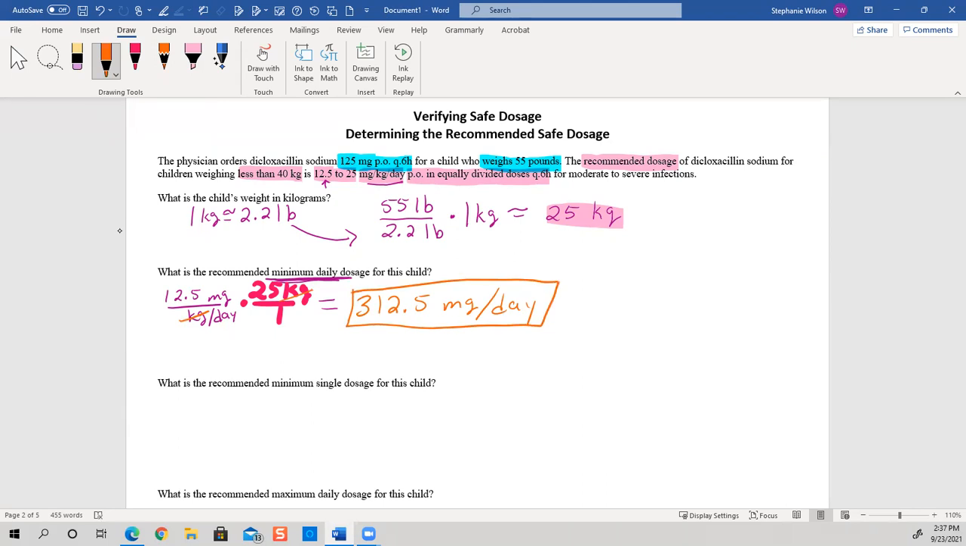The next question says, what's the recommended minimum single dosage? Well, I'm going to take this daily dosage here, the 312.5 milligrams per day, and figure out what this single dosage is. When we come back up here to the question, it said equally divided doses every 6 hours. So what we need to determine is how many doses that is in one day.